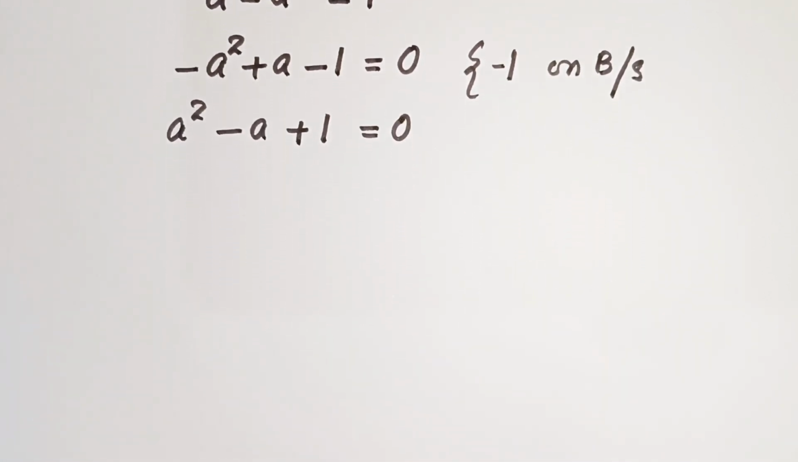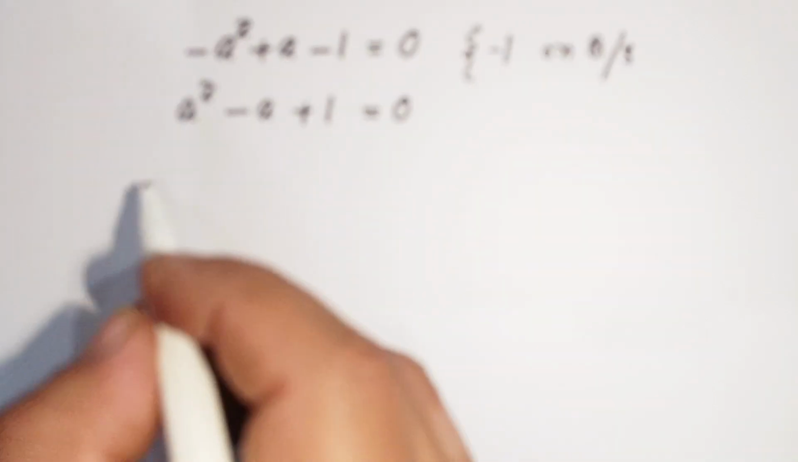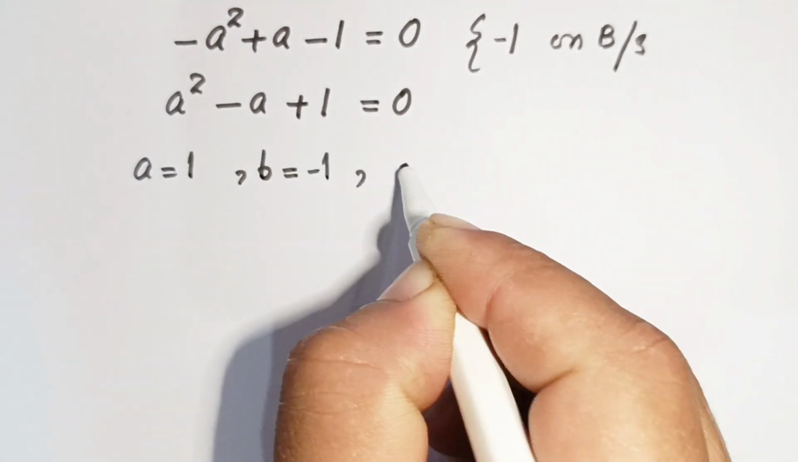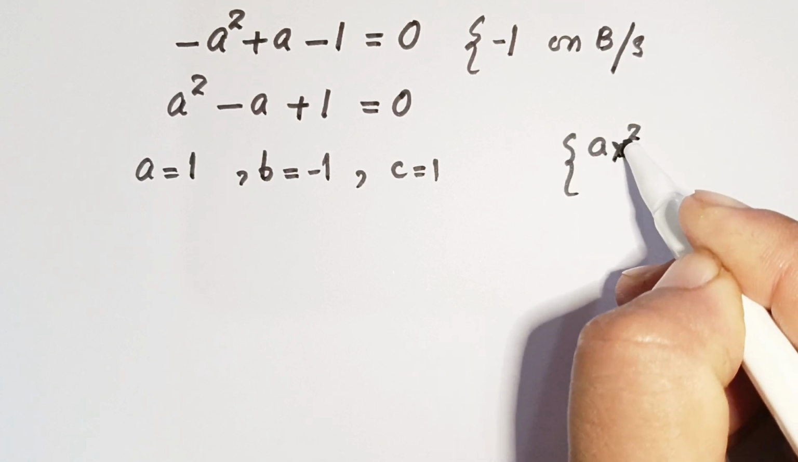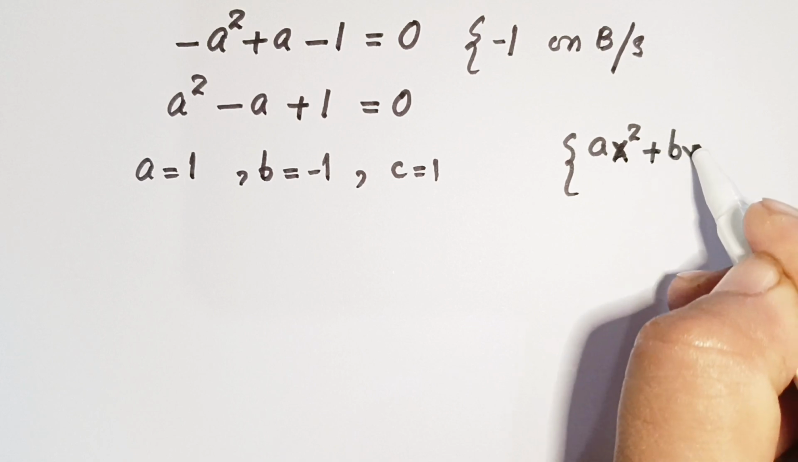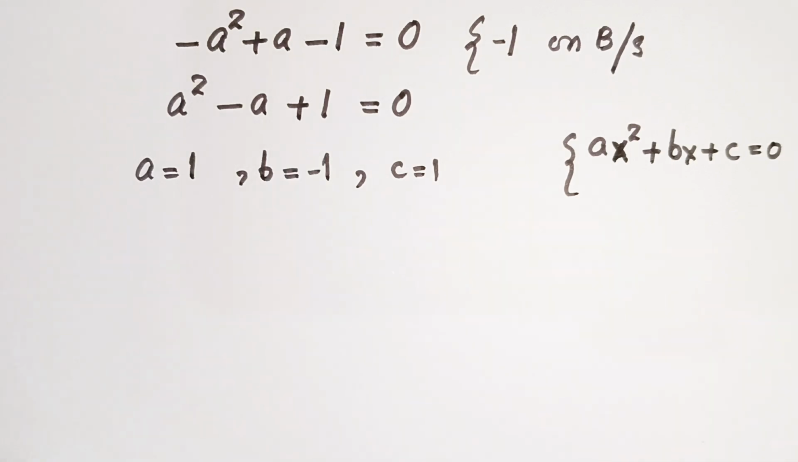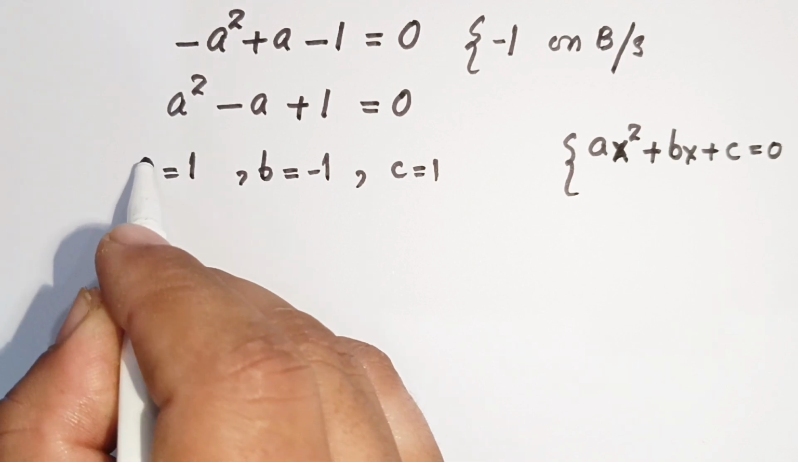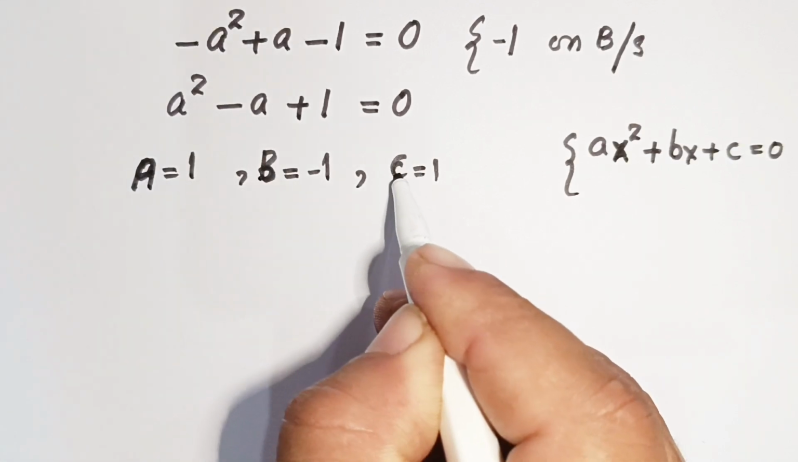So it is a nice quadratic equation. We have to solve this by using the quadratic formula. So we have a is 1, b is equal to minus 1, and c is equal to 1, as we know the general form of a quadratic equation, which is a times x squared plus b times x plus c is equal to 0. By comparison of this equation to this one, we get the values of a, b and c. Here let's write capital A, capital B and capital C, because the values are the same.